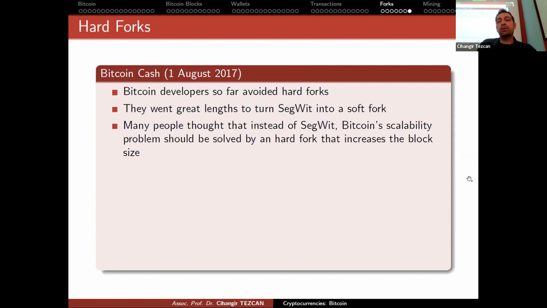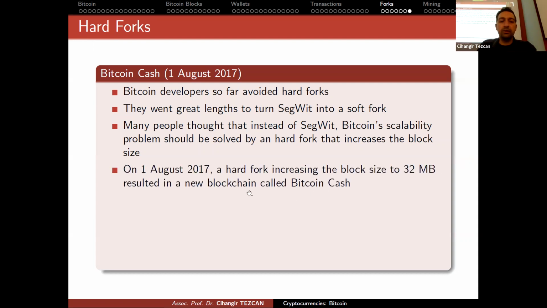But many people thought that instead of SegWit, Bitcoin's scalability problem should be solved by a hard fork that increases the block size. So some big miners in China said that instead of SegWit, they will follow this new hard fork. So on 1 August 2017, a hard fork increasing the block size to 32 megabytes resulted in a new blockchain called Bitcoin Cash.